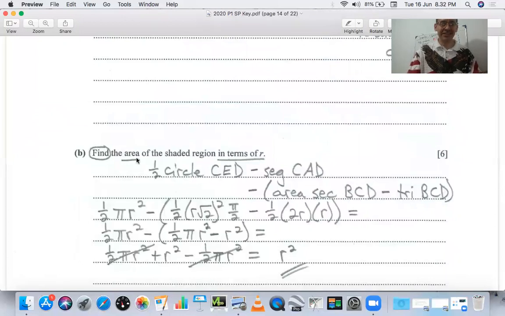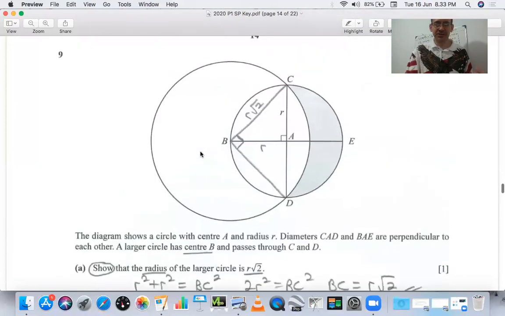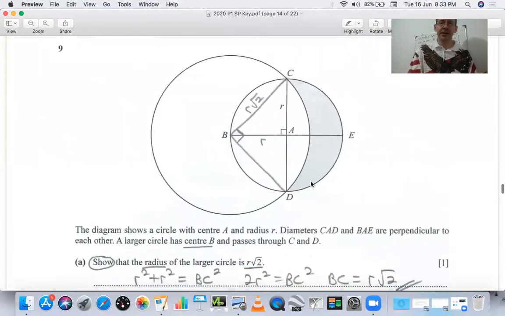Now it says find the area of the shaded region in terms of r. Well, in terms of r means you're not going to get a numeric value. You're going to have to follow the formulas, and you're going to have r stay with you all the way through the area of the shaded region. So let's look at the shaded region here, which is this right here. If you can't see it very well in the video, this is the shaded region.